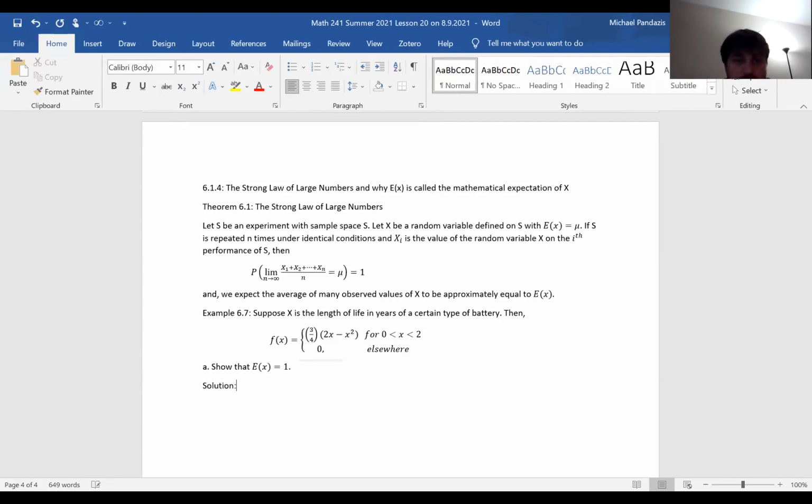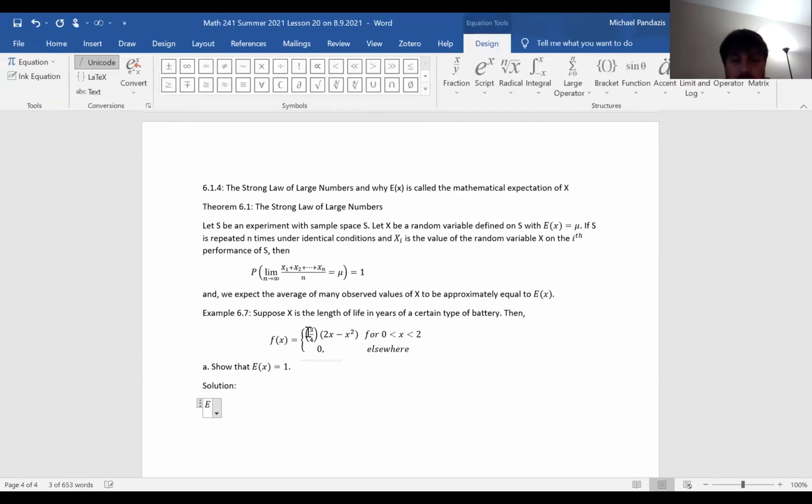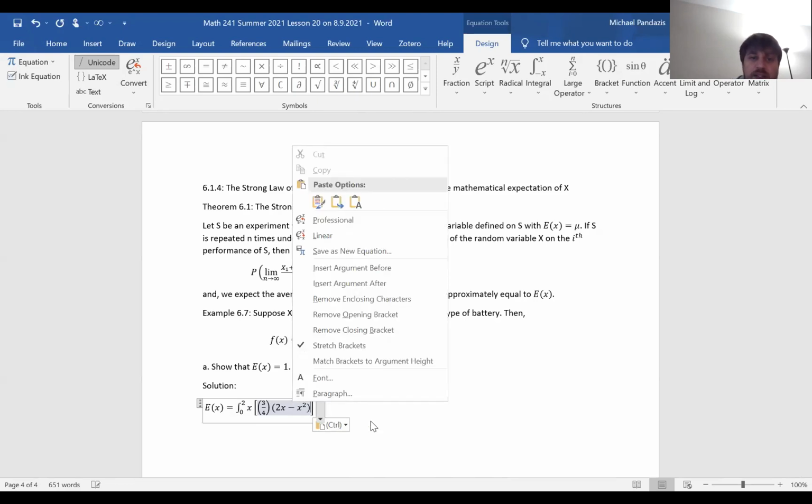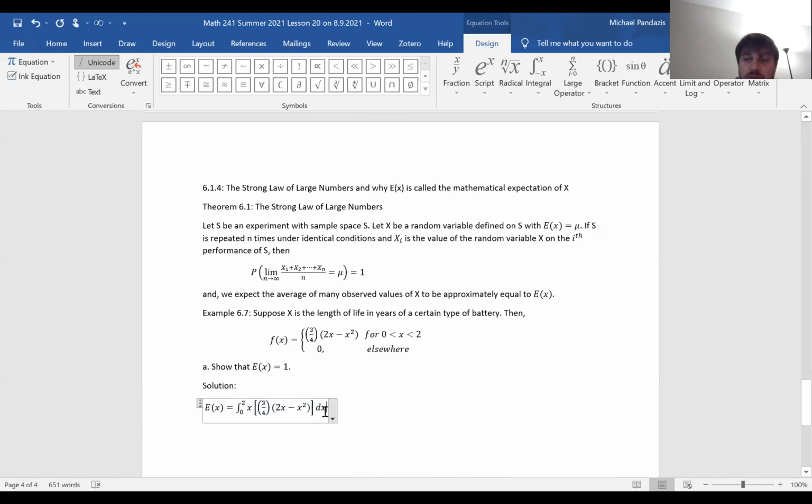Solution. Let's calculate E of X. Here X is a continuous random variable, and so we integrate. If we integrate from negative infinity to infinity, we only need to integrate from 0 to 2, because little f is 0 everywhere else, and so x times f of x would be 0 everywhere else. So it's only from 0 to 2 of little x times f of x, which is that expression.